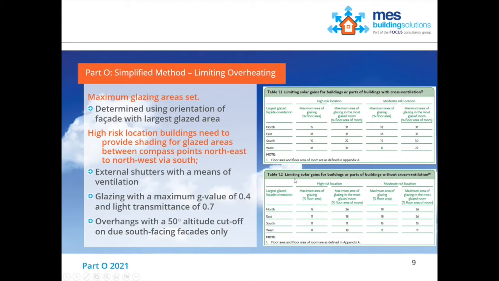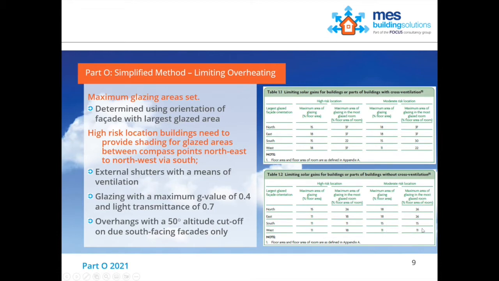So we're using this table at the bottom. So, limiting solar gains to buildings without cross ventilation, we're in a moderate risk location. And so what we can see is that depending on which orientation the majority of the glazing faces, we're limited basically to this amount of glass as a proportion of the floor area. So the more of it we face in the orientations that are likely to give us higher solar gain, the less glazing that we're allowed, basically, the less glass that we're allowed.